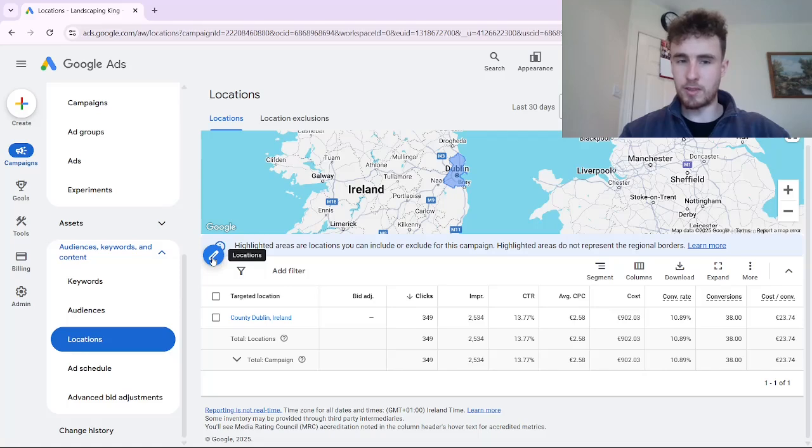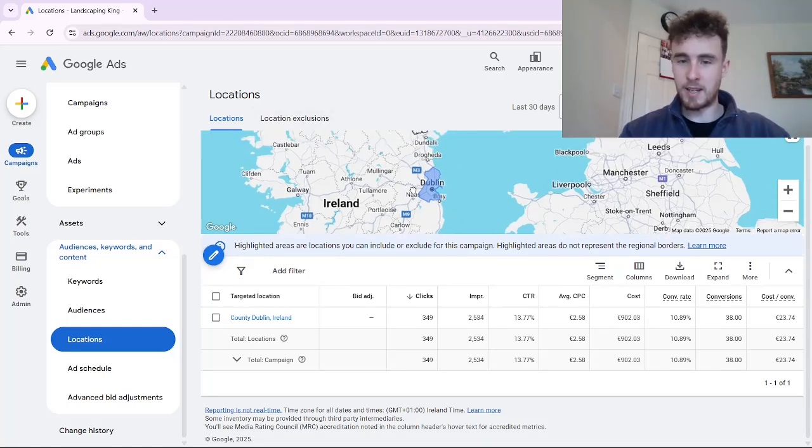You simply choose to set the target location that you want to target. You can add location exclusions, as an additional measure, to make sure that you don't appear in specific locations. And for the location options, you just want to select presence and not presence or interest, to make sure that you only appear inside the location that you want to appear in.